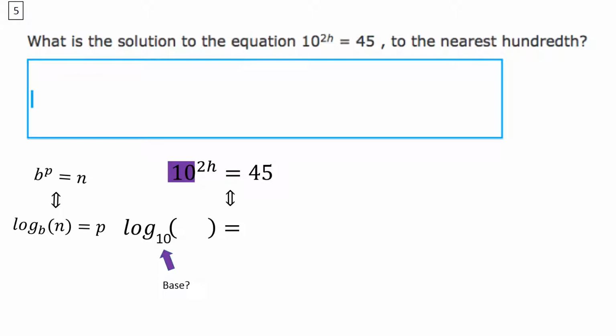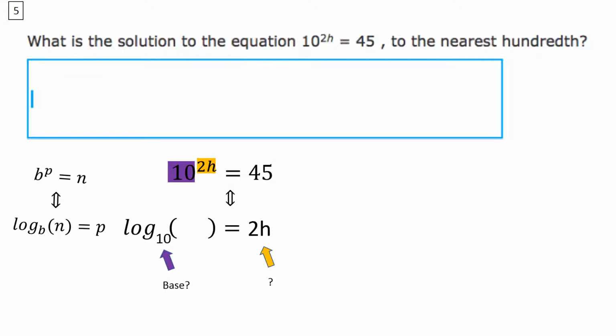It's always nice to have base 10 because you don't have to type a base in on the calculator. If you just hit that log button, it's automatically log base 10. Let's jump to the other side of the equal sign because we know a log is always going to be equal to what? Well, the log should be equal to the exponent. Logs are equal to exponents. Logs give us exponents. So that exponent is 2h. That's what's going to be on the other side of the equal sign.